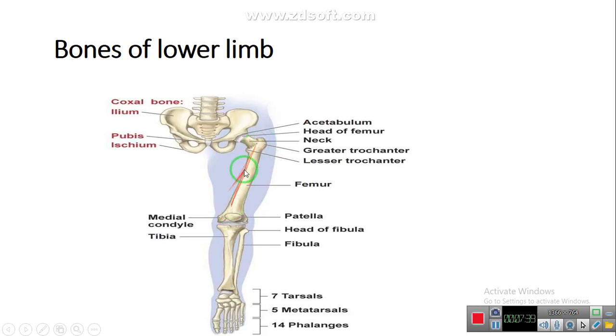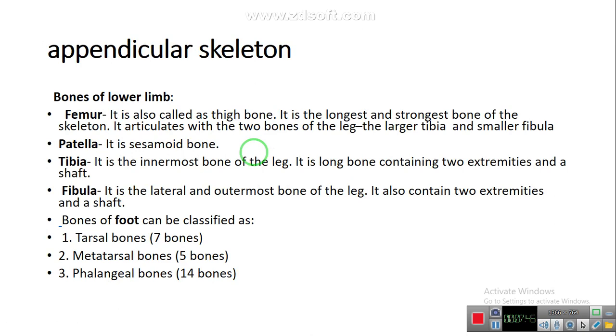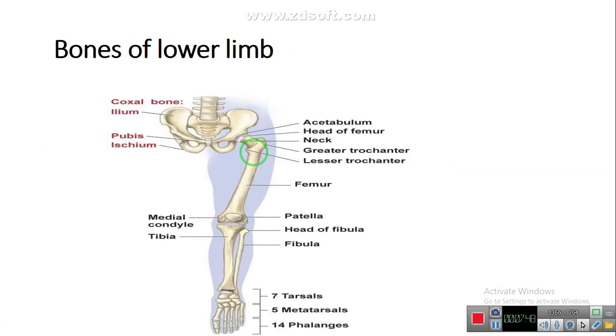The first bone is the femur, which is the strongest bone of the lower limb, and this is the patella, which is present at the knee joint, the kneecap, a type of sesamoid bone. Then the tibia, the innermost bone of the lower limb, and then the fibula, the outermost bone of the lower limb. The tibia and fibula have a shaft and 2 extremities. Here you can see it. So this is all about the bones of the lower limb.